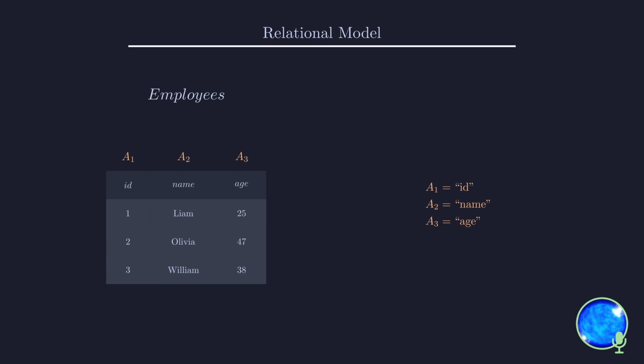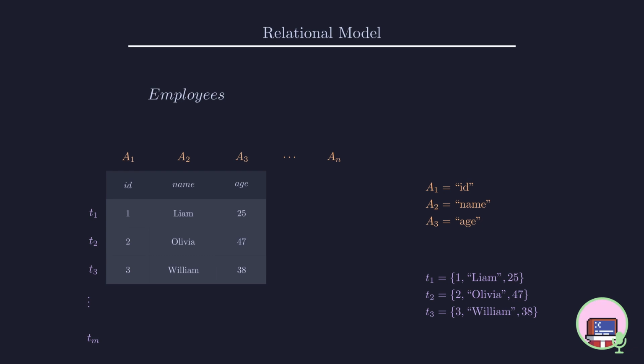We'll define the degree of a relation as its number of attributes. This is the index number n. Here, the relation employees has a degree of 3. Each row in the table will be labeled T1, T2, T3, all the way until Tm. Each of these is called a tuple. They are sets containing the elements of the associated row in the table. Here, these sets are ordered, even though they usually aren't in math. T1 is the set containing the integer 1, the character string Liam, and the integer 25. T2 contains 2, Olivia, and 47, while T3 contains 3, William, and 38.